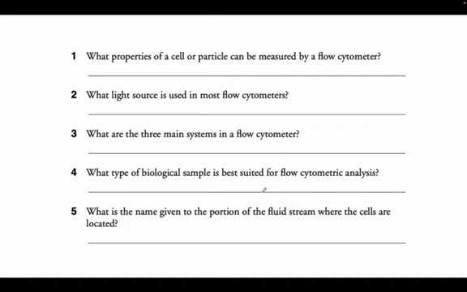What light sources use in most flow cytometers? Usually we will use a laser. This is most commonly an argon ion laser.